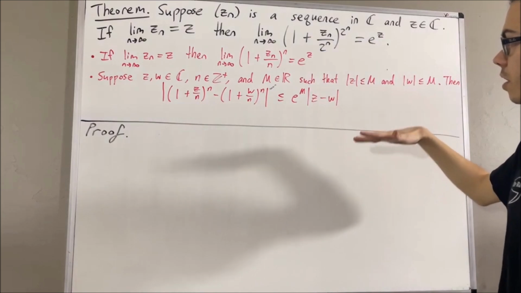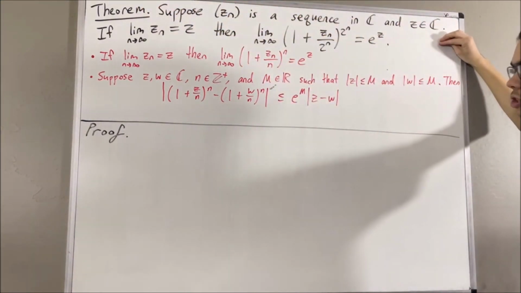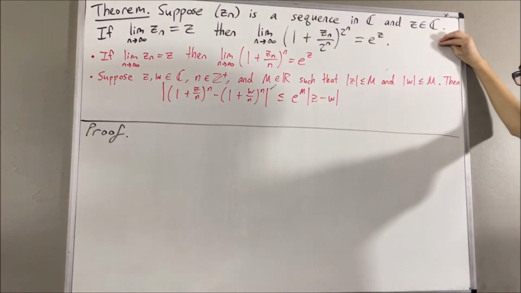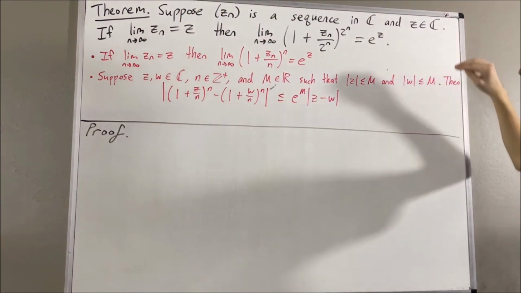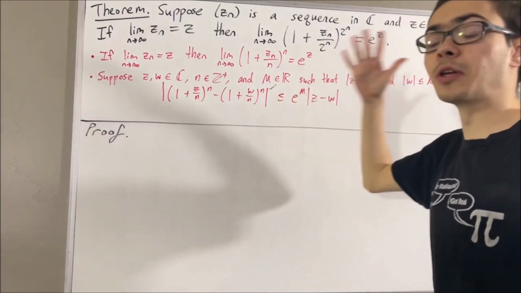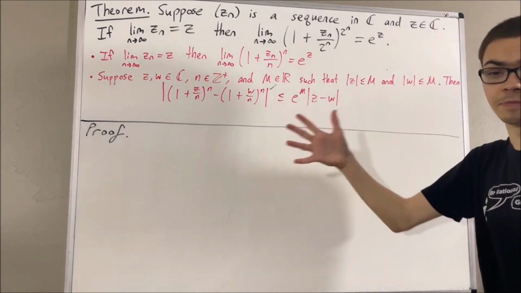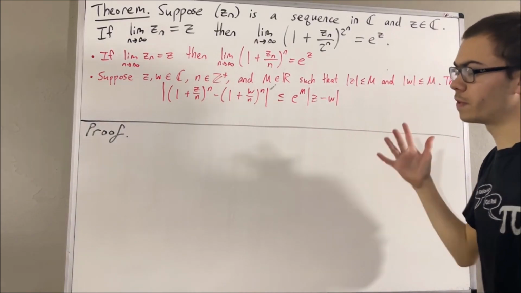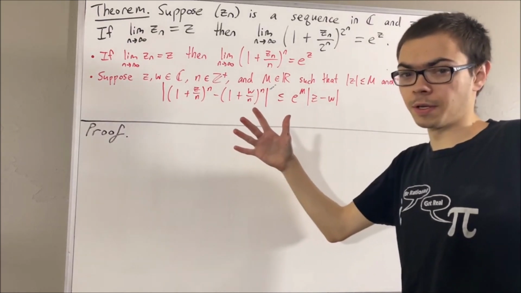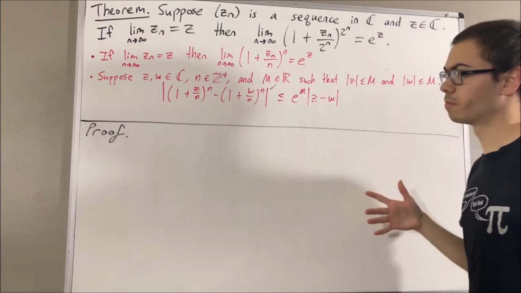Now, in proving this theorem, let's remind ourselves about subsequences. If you recall, if a sequence of complex numbers is convergent, then all of its subsequences are convergent, and they converge to the same value, right? We proved that for real numbers. In fact, the same argument proves that it works for complex numbers.